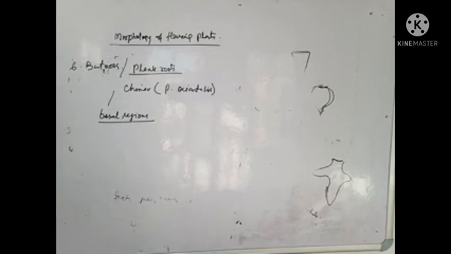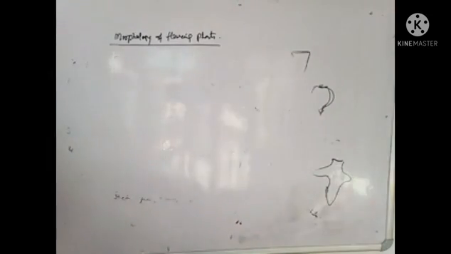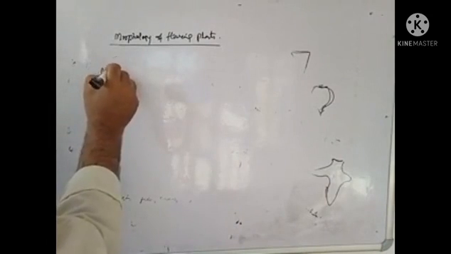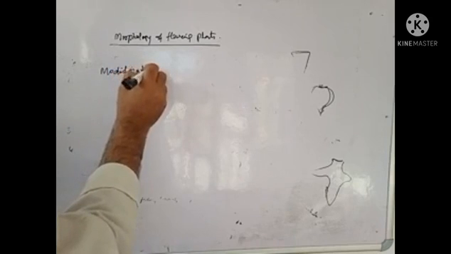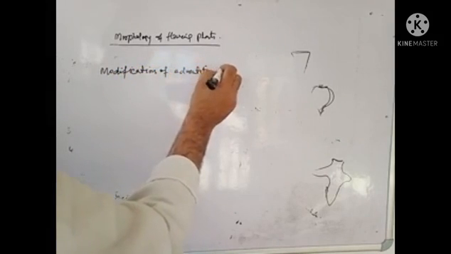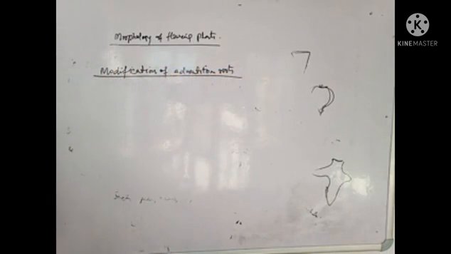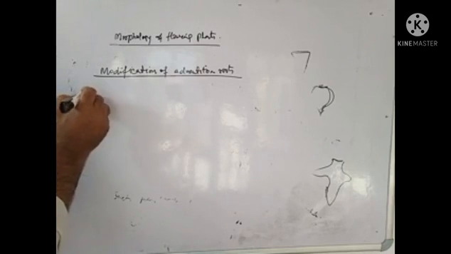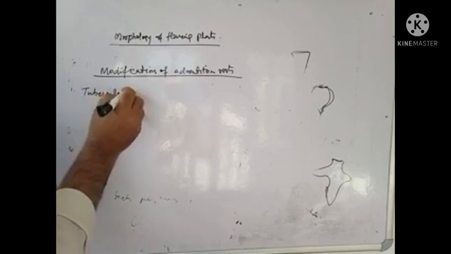Now, straightway we will move to modifications of adventitious roots. जो adventitious roots होते हैं, they arise from any part of the plant except radical, और उनमें भी बहुत सारी modifications होती हैं. पहले हम जो modification लेंगे adventitious roots में, number first, that is tuberculate. That is tuberculate root.